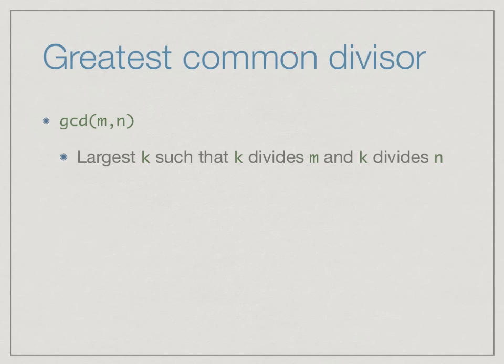So the greatest common divisor of m and n must be a common divisor. Common means it must divide both. Okay? And it must be the largest of these. So the largest k such that k divides m and k also divides n.